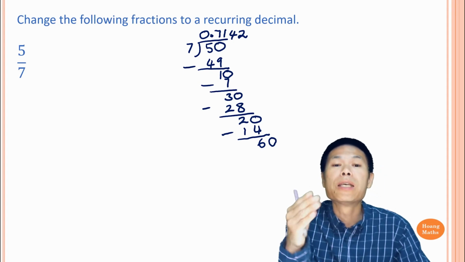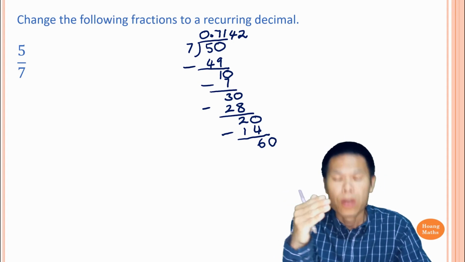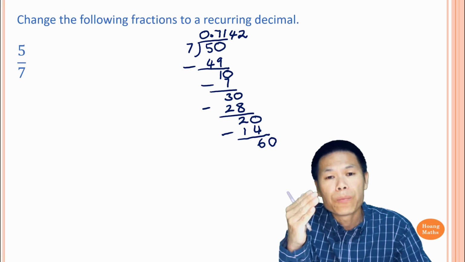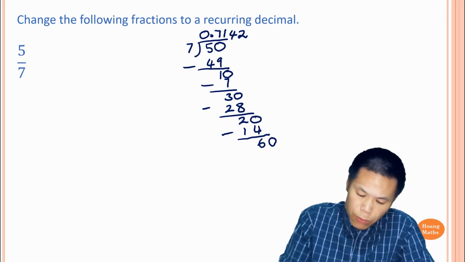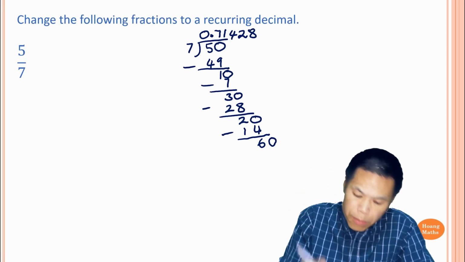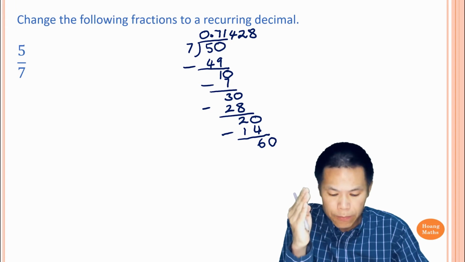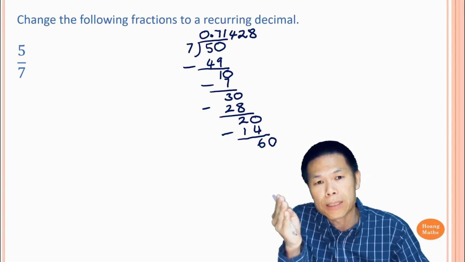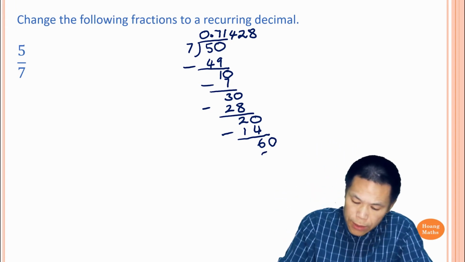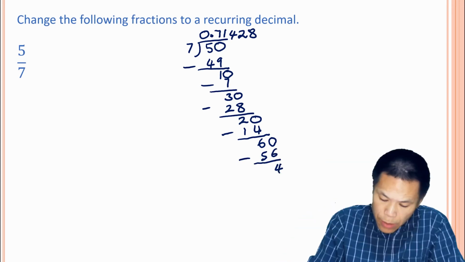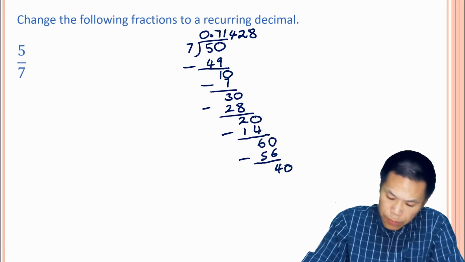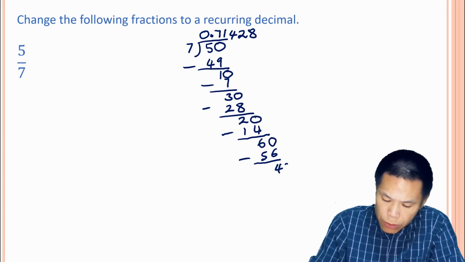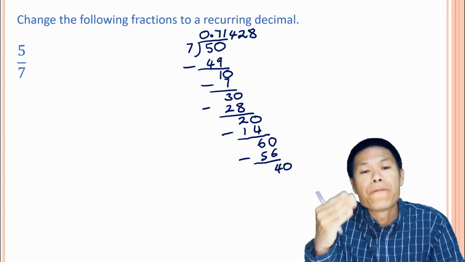It becomes 60. Now 7 go to 60 is 8 times. So we just write 8 down, because 8 times 7 is 56. So we just write 56, and we minus it, so it becomes 4. Then we put a 0 down, and then we just add a 0, so it becomes 40.